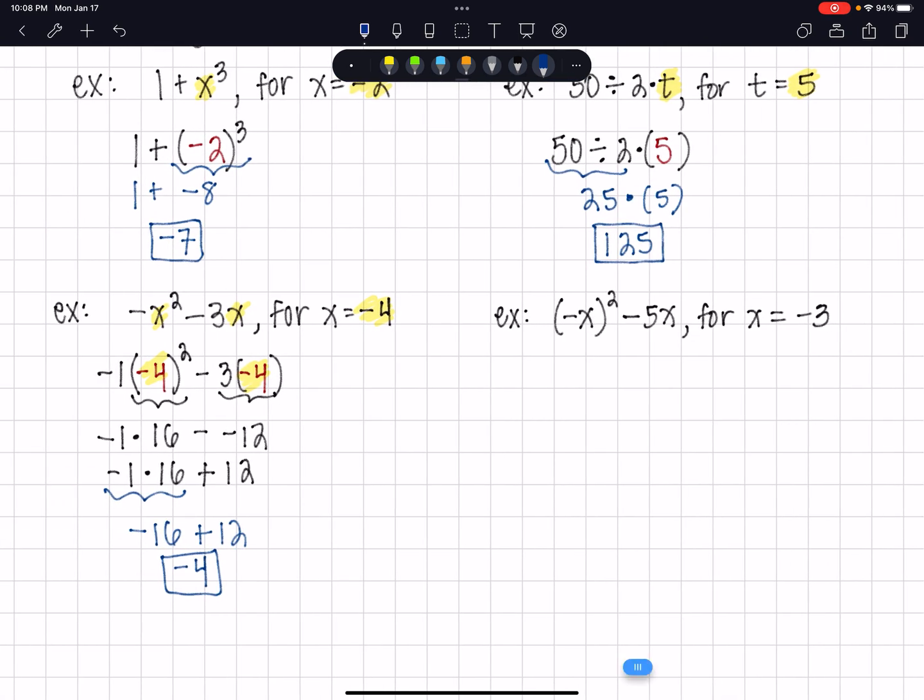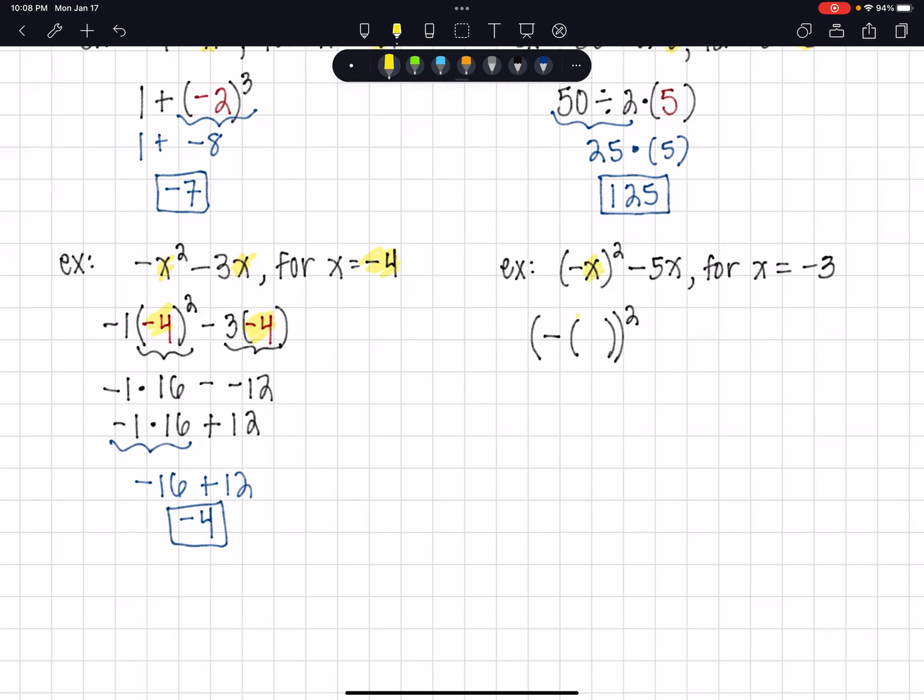Here's one that looks similar, but this time the negative x is all attached to the square. So in this case, we're going to have parentheses, negative, and then parentheses again for the x. Okay, so notice here, in place of this x, I put these parentheses. Because this can get confusing, these parentheses are these parentheses. So hopefully that color is helping. -5 and then parentheses for x. And then in place of x, we're going to put negative 3.